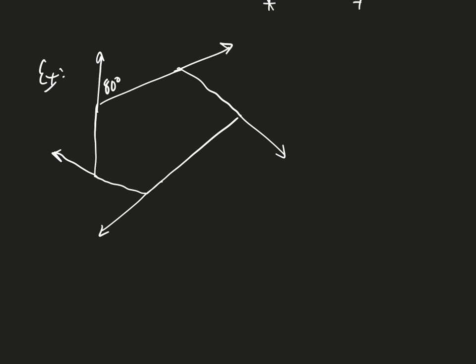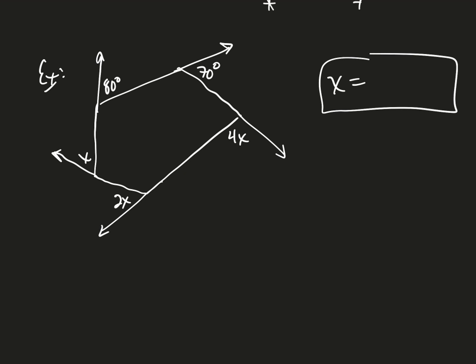This one's going to be 80 degrees. This one's going to be 70 degrees. This one is going to be 4x degrees. This one is going to be 2x, and this will be a single x. Okay? And so what we want to do again is find the value for x that makes this true.